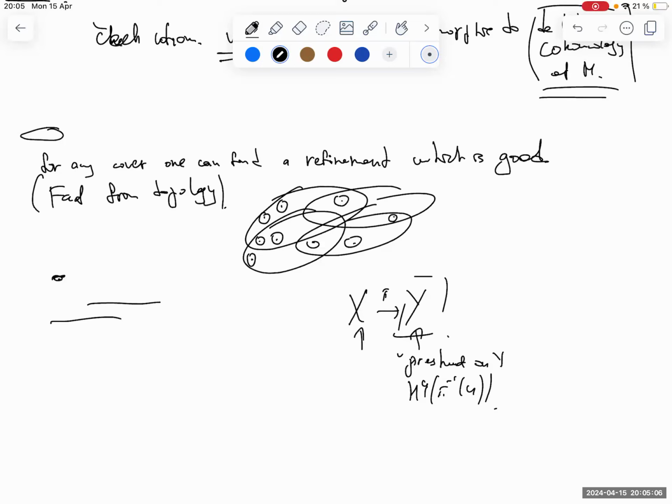And in terms of computations, is it easy to compute this cohomology, these coefficients in presheaves, like to compute the direct limit? Usually, how hard is it?